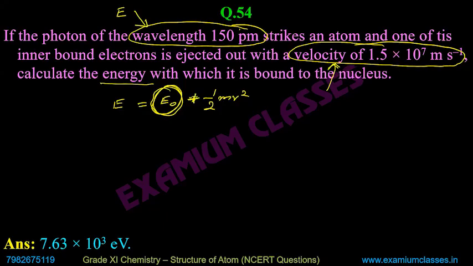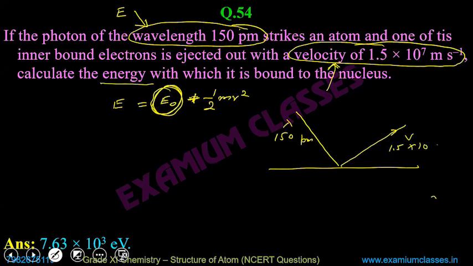Okay. So the question says you have a photoelectric material. There is some wavelength associated here, which is given, 150 picometer. There is velocity given here, 1.5 into 10 to the power 7 meter per second. This work function is the energy with which the electron is bound. This much energy you need to eject the electron. It means this is the energy with which the electron is bound to the nucleus. This one is required. Calculate the answer.